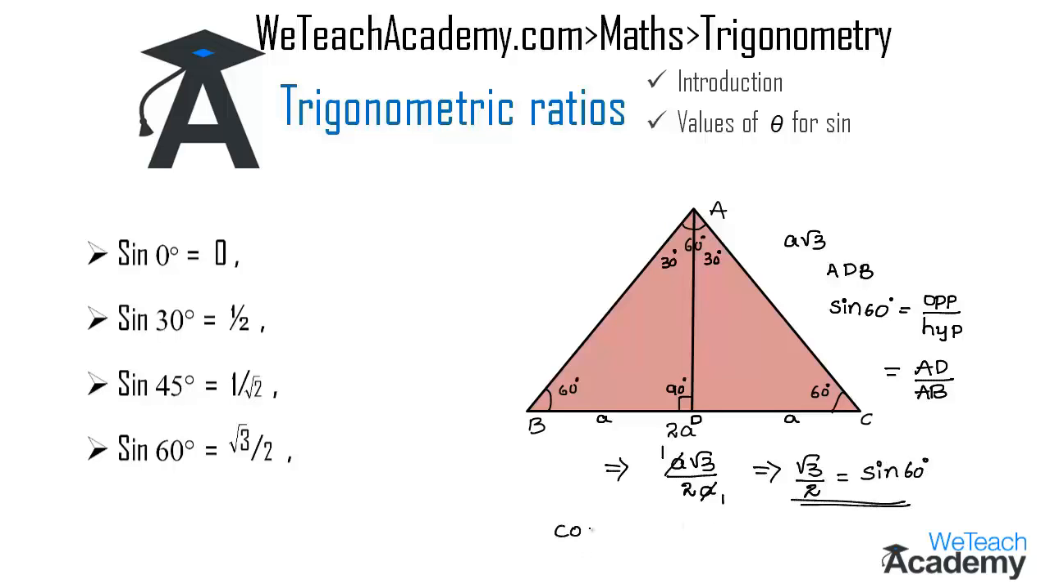And similarly, let us consider the value for cos 60 degrees. So cos 60 degrees is equal to adjacent side by hypotenuse. The side adjacent to the angle 60 is BD. So we get BD by AB, which is nothing but A by 2A. And A one time is A and A one time is A. So we get 1 by 2 as the value for cos 60. So hence we can say that sin 60 degrees is equal to root 3 by 2.